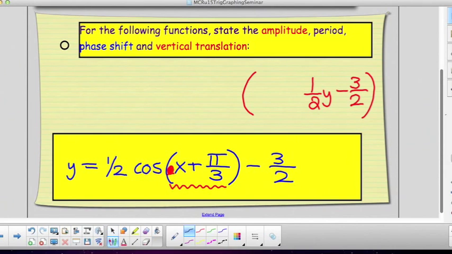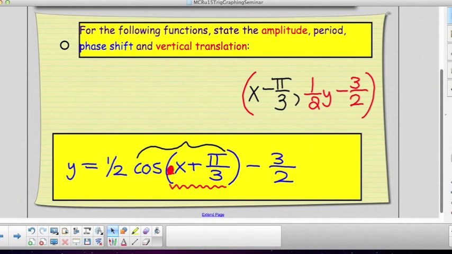Now, this portion gives me my mapping relationship in regards to my x coordinates. So do I have to multiply or divide my x coordinates by anything? No, because I don't have a horizontal compression or a horizontal stretch. But I do have a phase shift left by pi over 3, so I have to take x and subtract pi over 3 units from my x. And that is your mapping relationship, which you would then apply to your 5 key points in order to get new x and y coordinates in a transformation table.